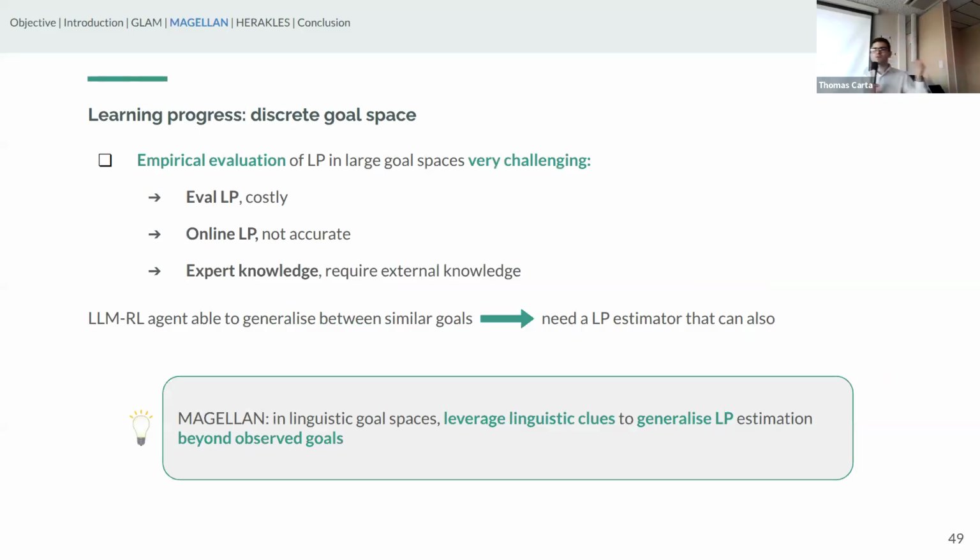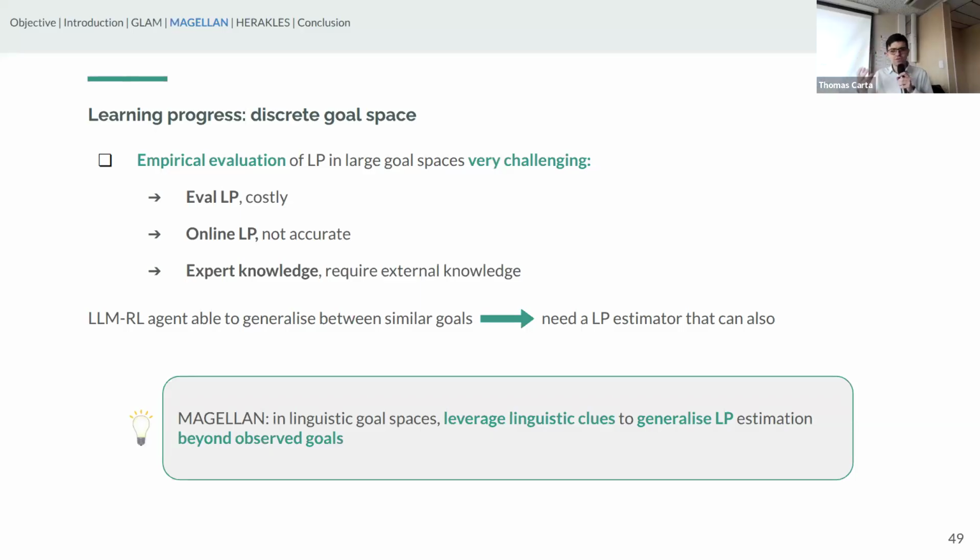So empirical evaluation of learning progress in large goal spaces is very challenging. Exhaustive learning progress is too costly. Online learning progress tends to be not accurate in large goal spaces, and expert knowledge requires external knowledge. And we have seen in the previous part that LLM RL agents are able to generalize between similar goals, and thus we will need a method that is able to generalize this learning progress estimation.